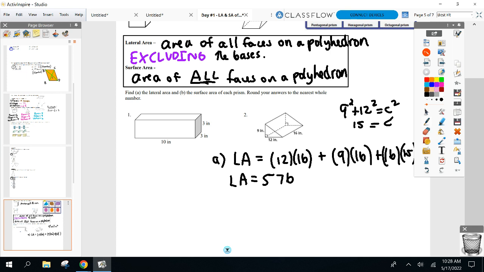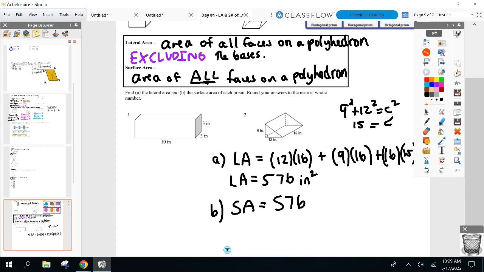We just found lateral area. Inches squared. Yeah, squared. Still finding an area just for three-dimensional figures now. Are we okay on that lateral area? All right, now part B, find the surface area. Well, you already did some of the work, didn't you? You already know the lateral area is 576.